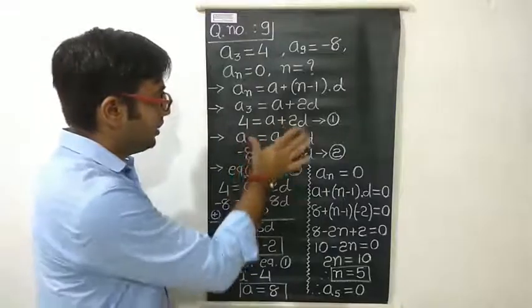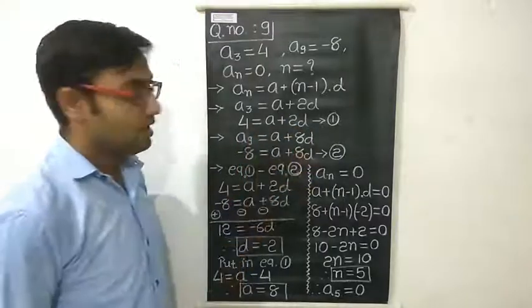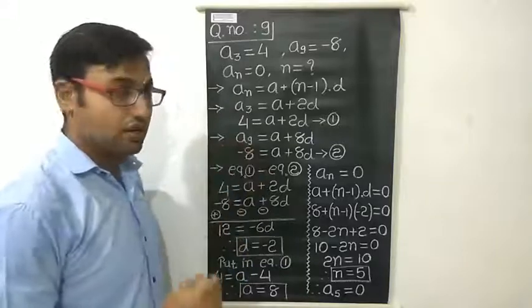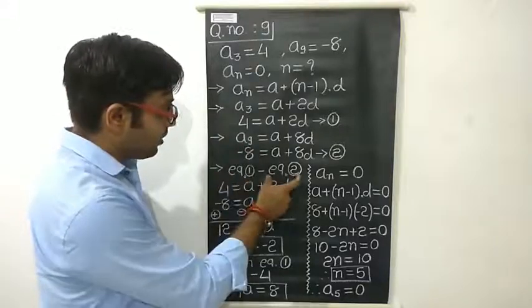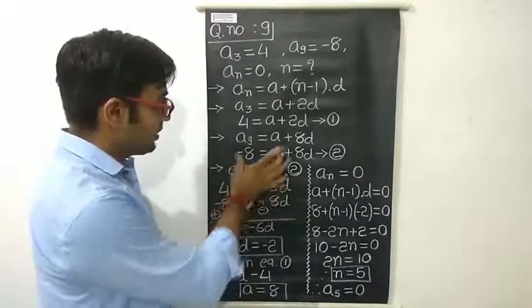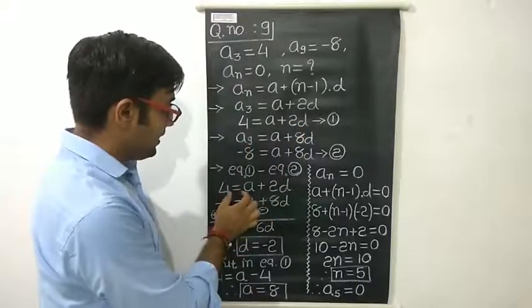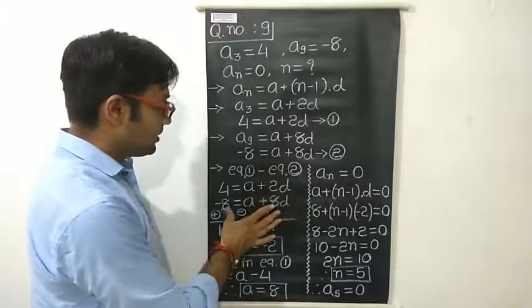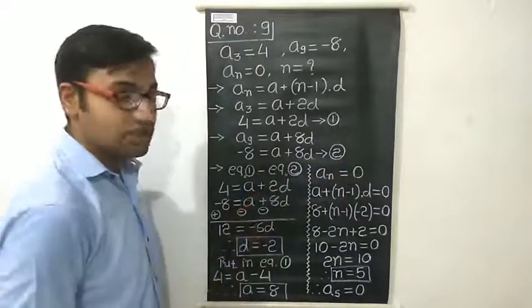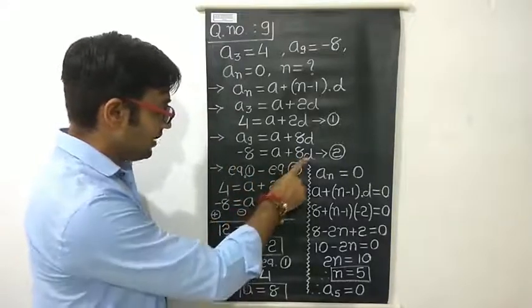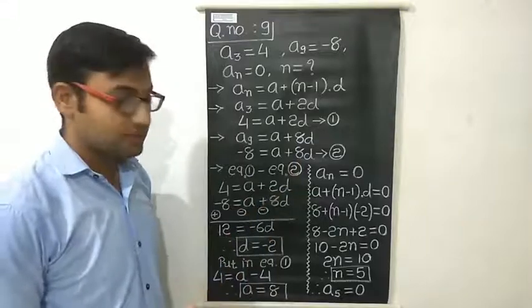Now we have two equations and two variables. We can solve this by the elimination method. Subtract equation number 2 from equation number 1. Then this equation will remain as it is: 4 is equal to a plus 2d. And this will remain as it is, but we have to change the signs. So this term will be plus, a will be minus, and 8d will be minus.